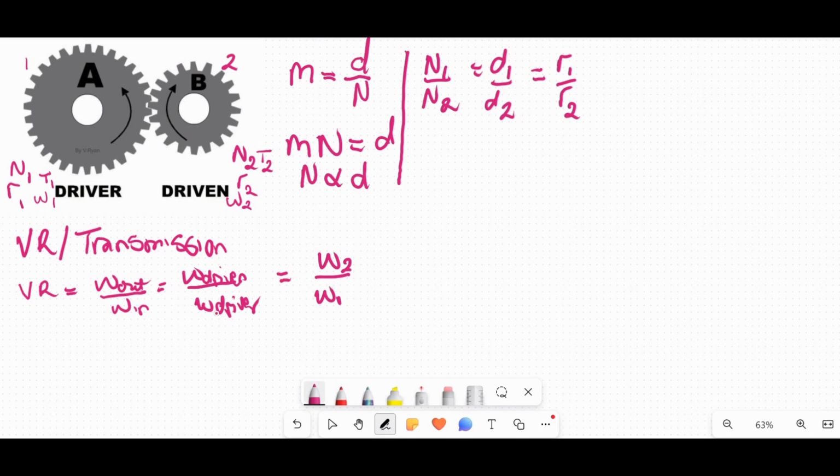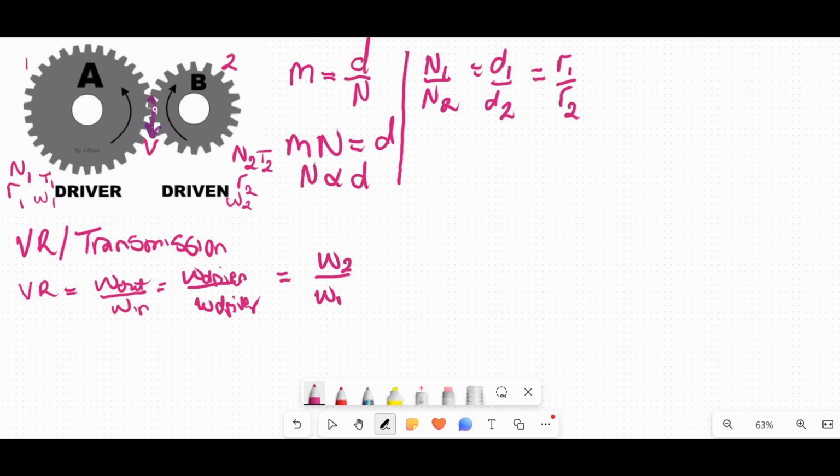And then from there, we need to find how this ratio relates to the number of teeth, to the radius, stuff like that. So to do that, we know that at this point where the gears mesh, they have a common tangential velocity. There is a common tangential velocity there. Let's call it V. So V for both gears is the same at this point because it's the same point.